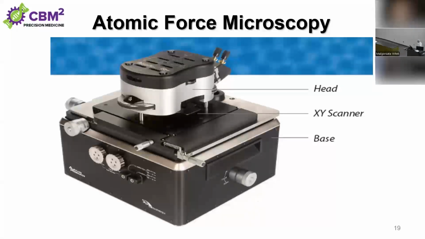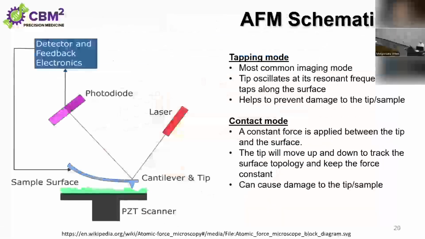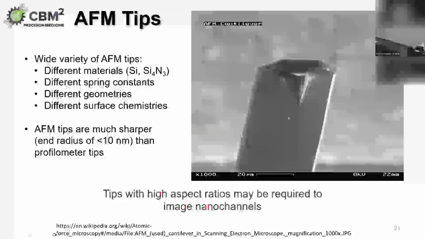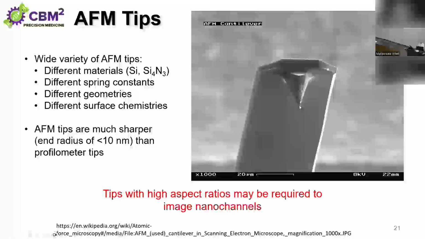Nothing, really. Not a big difference. The only difference, and I'm going to show this, is that you're using a much finer needle or probe. These probe sizes can be less than 10 nanometers in size, whereas with the contact profilometer I showed you, 20 is about as small as you can get, and that's rare. They're much larger than that.